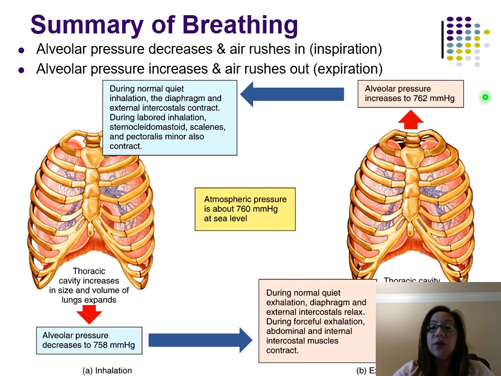So now alveolar pressure is 762 millimeters of mercury, and air is going to go from a higher pressure to a lower pressure, so it goes out of the lungs. And then when you breathe, it simply is going to continue this process back and forth.